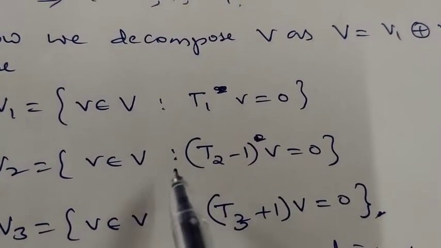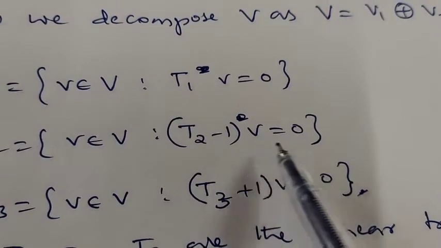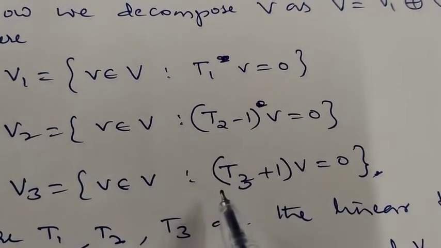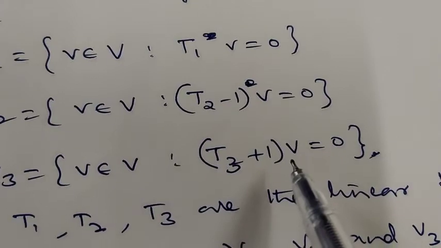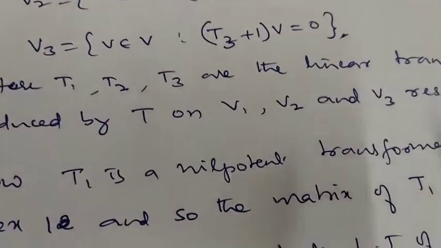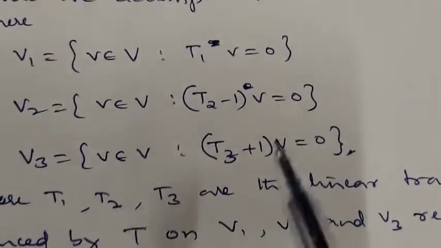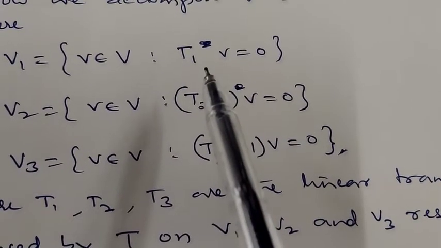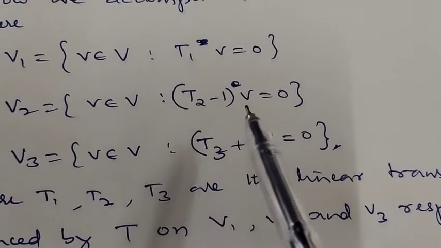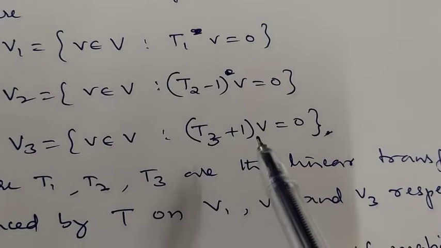Second, V2 is the set of all v belonging to V such that (T minus lambda I) to the power of Li of v is 0, which means T2 minus 1, since 1 is the eigenvalue. T2 minus 1 of v is 0. And V3 is the set of all v belonging to V such that T3 plus 1, because minus 1 is the eigenvalue, T3 plus 1 of v is 0. Here T1, T2, T3 are the linear transformations induced by T on V1, V2, V3 respectively. Now see this. T1 of v is 0 means T1 is a nilpotent transformation of index 1. Again T2 minus 1 of v is 0 means T2 minus 1 is a nilpotent transformation of index 1. Similarly, T3 plus 1 is also a nilpotent transformation of index 1.